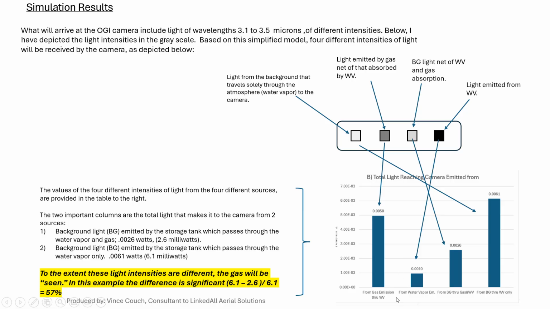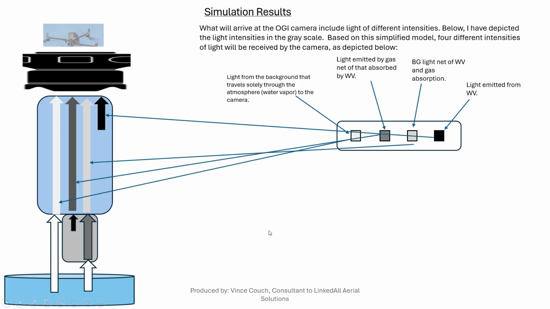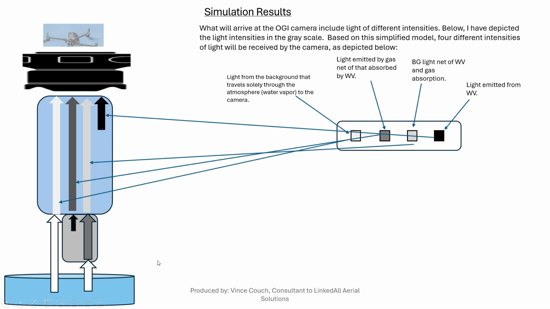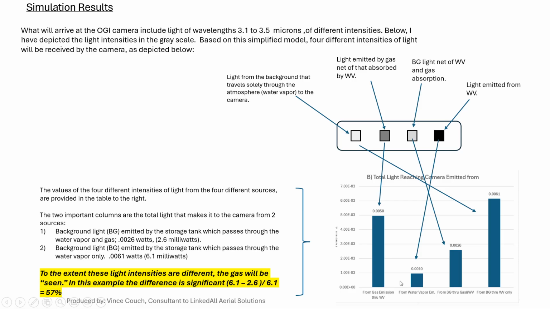So in terms of what was emitted by the background, in terms of that ray, that's 0.0061, and then the background light, net of water vapor and gas, is this ray right here. So that's where we're going to look, that's going to be the key. We're going to look at the difference between those: the background light that went through the gas and water vapor versus the background light that only goes through water vapor. So if there's a difference, we'll be able to see it.